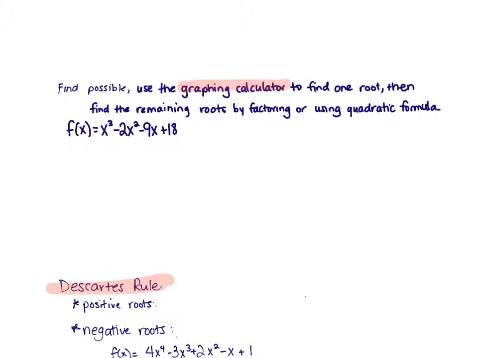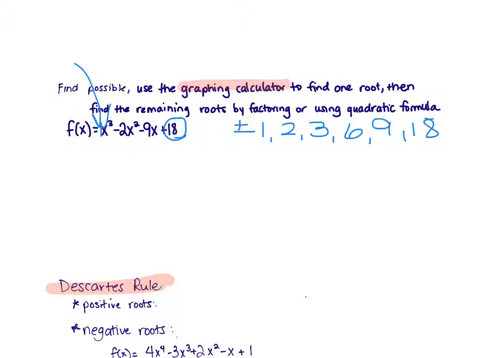Okay, now we're using the graphing calculator for something like this one. It says find the possible roots, then use the graphing calculator to find one root and find the remaining roots by factoring or using the quadratic formula. So I'm going to look at my first, which is 1, and my last, which is 18. Plus and minus the factors of the last over the first. So this is 1, 2, 3, 6, 9, and 18. All of it goes over 1.